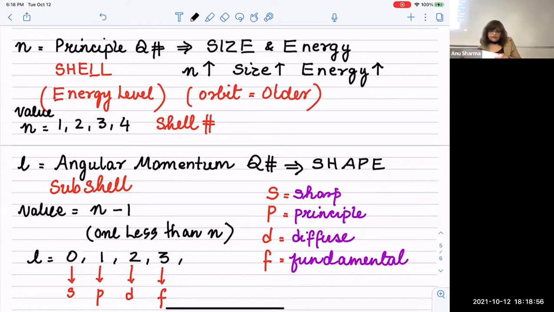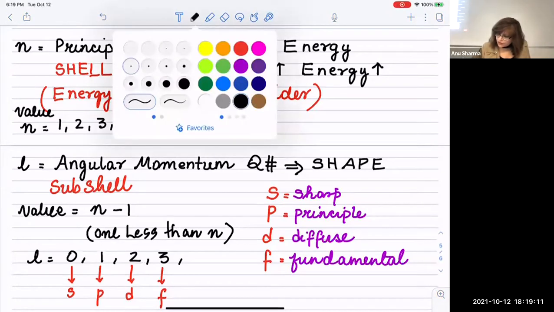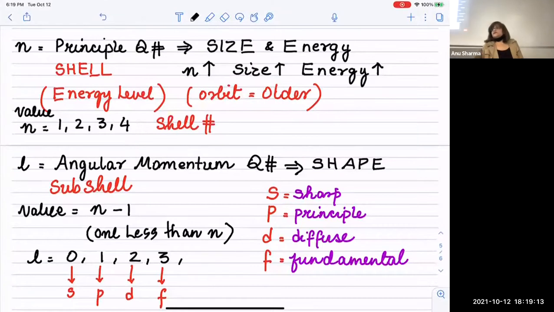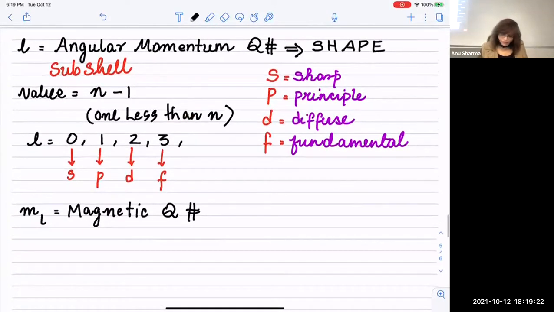Wait 1 second. Energy levels, 1, 2, 3. So 1, 2, 3, 4, 5, 6, 7. No, 7. We have been able to reach till 7. Yeah, 7 energy levels. But the 8th and above, we'll have to manufacture. Or if a meteor strikes from outside and falls on this earth and brings in a totally new element, then yeah, we have it. But anyway, so magnetic quantum numbers.